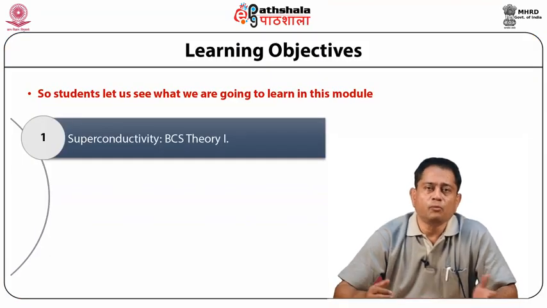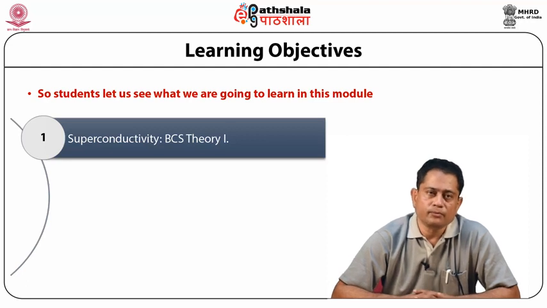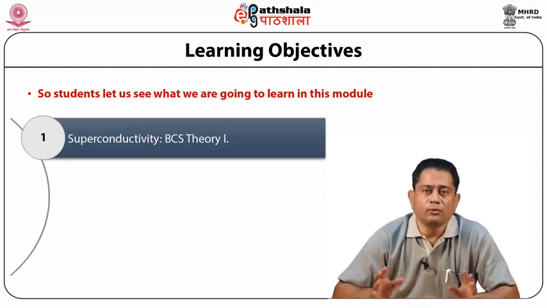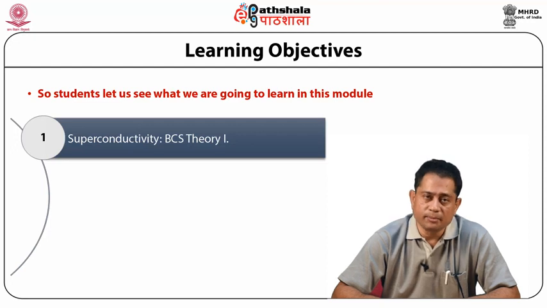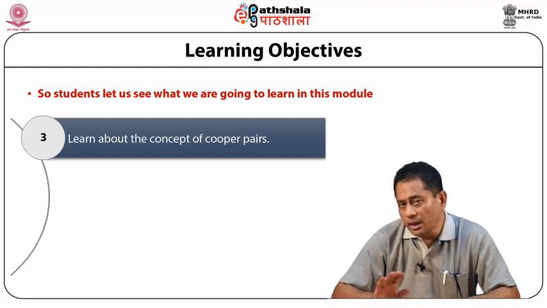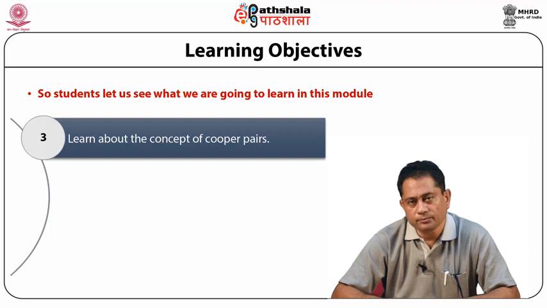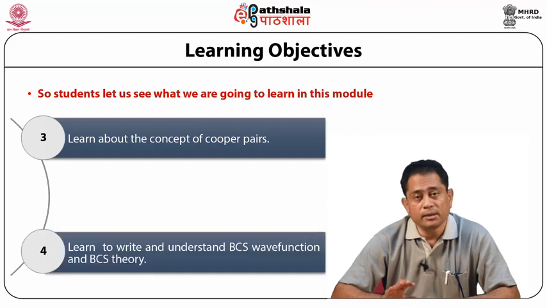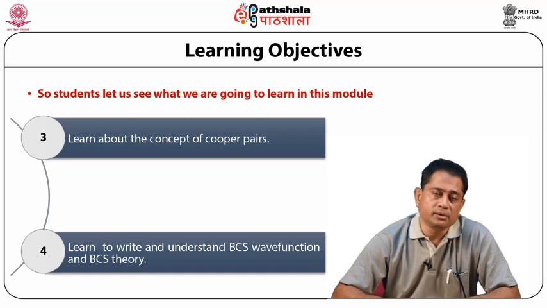Today students, we are going to discuss the module superconductivity, and particularly in superconductivity the Bardeen-Cooper-Schrieffer theory 1 from the paper Solid State Physics. So students, let us see what we are going to learn in this module. We will learn about the electron-phonon interaction and quasi-particle concept, the Hamiltonian for effective electron-electron interaction, the concept of Cooper pairs, and learn to write and understand the BCS wave function and the BCS theory.